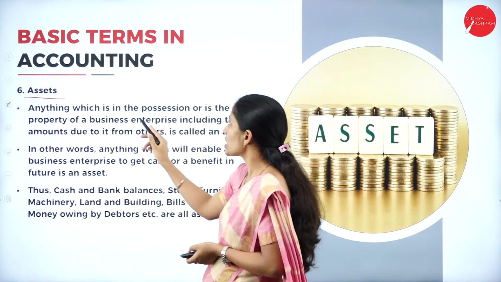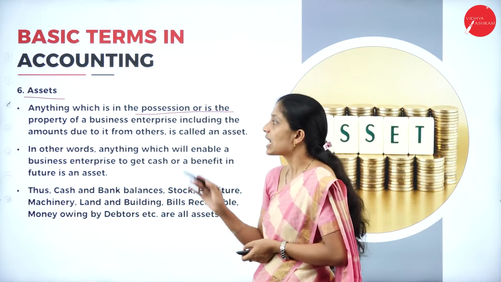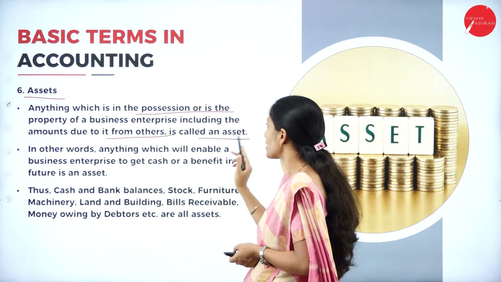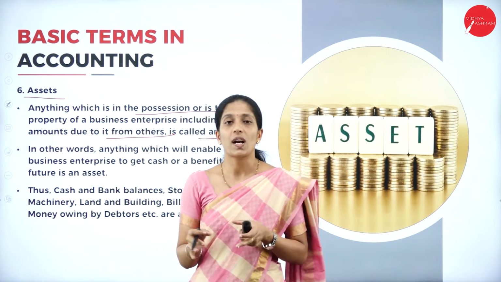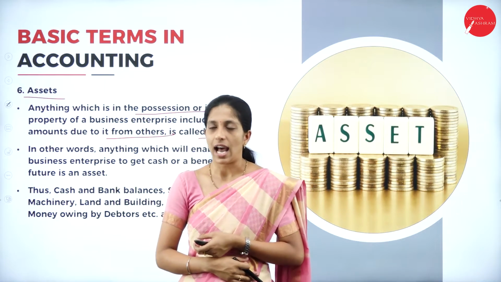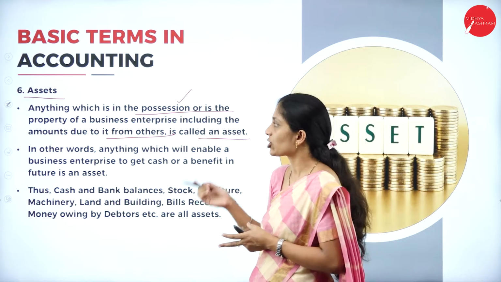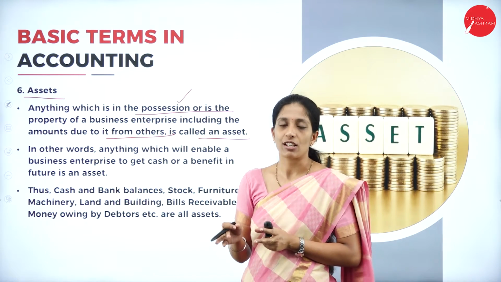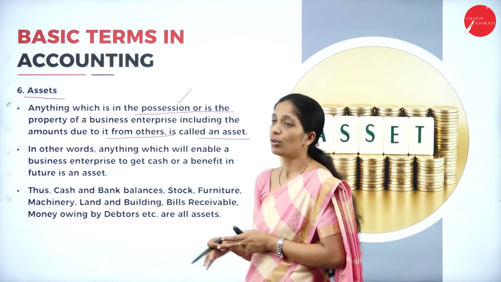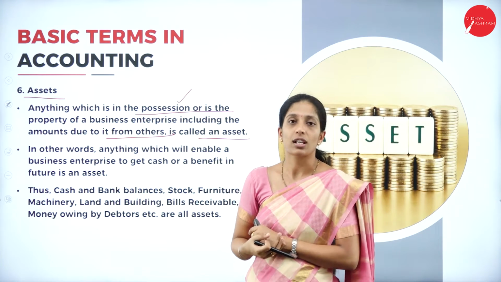Anything which is in possession or in the property of a business enterprise, including the amount due to it from others, is called an asset. So asset means what? Anything which has certain value in the business is termed as asset. It is nothing but the possession. It may be in terms of possession or in terms of property. It may be property of the business or something that is due to the business from outsiders.